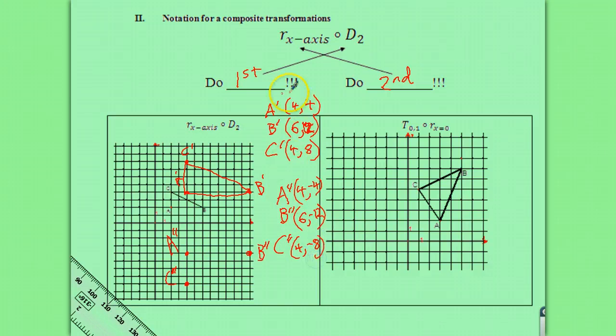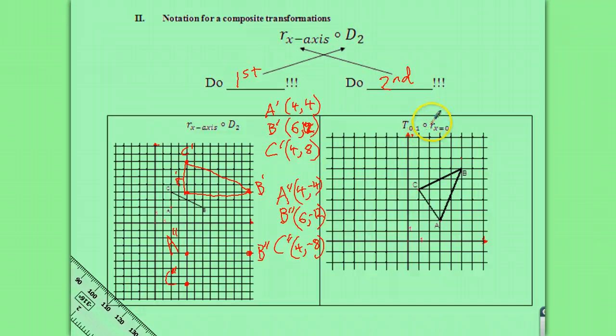And I'm done. So I did state the prime coordinates after one image transformation, and I did state the double prime image after 2 transformations. Remember, what's on the right comes first. What's right is first. What's first is right. That's what you always think of.